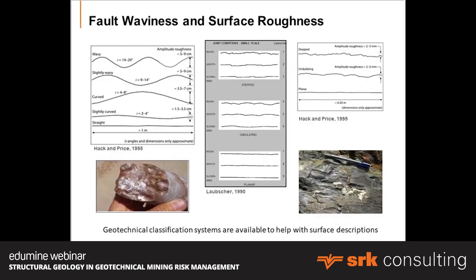There are a variety of geotechnical classification systems that can help you, for example, with defining surface roughness, okay, or waviness. These you can find from your geotechnical engineer or online, no problem. This is just an example.